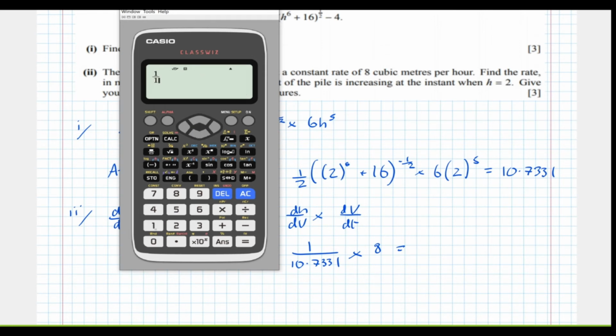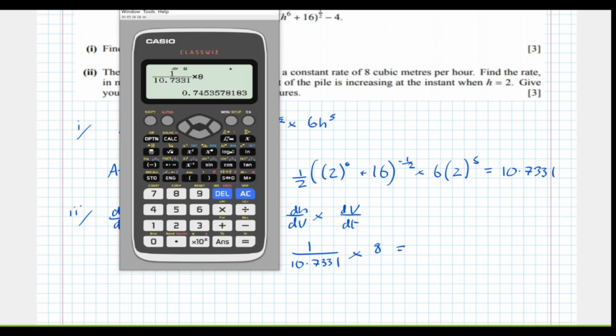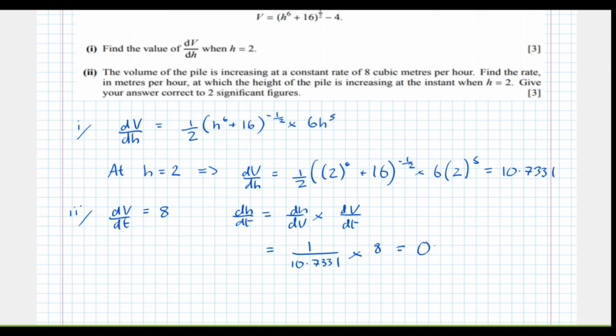One over 10.7331 times 8 is 0.7, how many significant figures? 2, 0.75. Although it's safer to put the unit here. Metres cubed per hour.